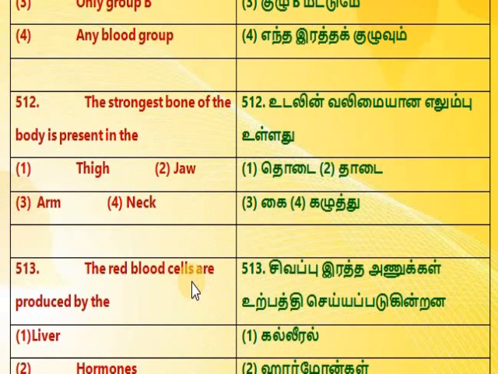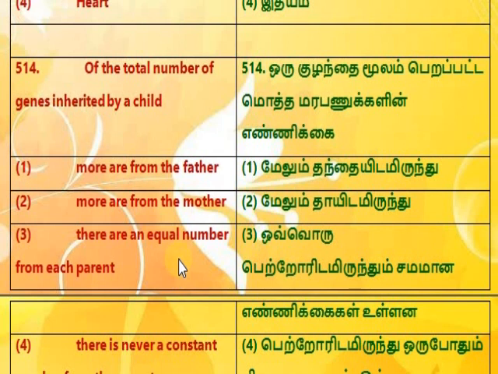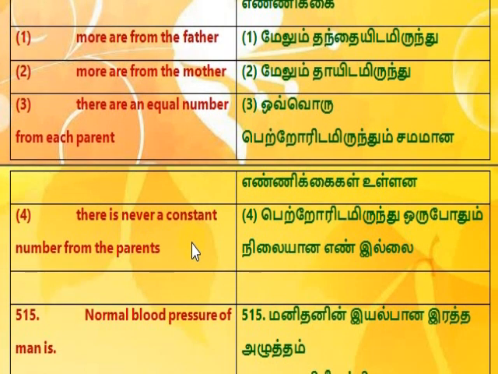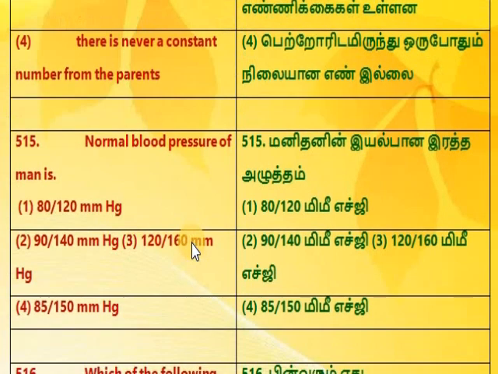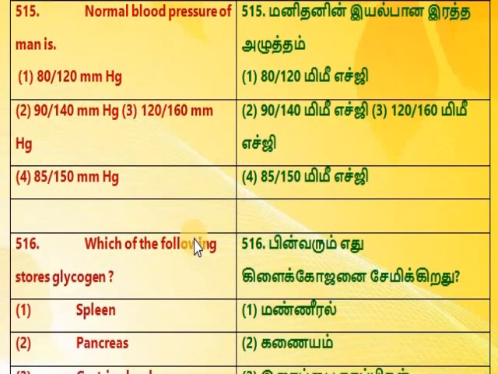513. The red blood cells are produced by the: 1. Liver. 2. Hormones. 3. Bone marrow. 4. Heart. 514. Of the total number of genes inherited by a child: 1. More are from the father. 2. More are from the mother. 3. There are an equal number from each parent. 4. There is never a constant number from the parents. 515. Normal blood pressure of man is: 1. 80/120 mmHg. 2. 90/140 mmHg. 3. 120/160 mmHg. 4. 85/150 mmHg.